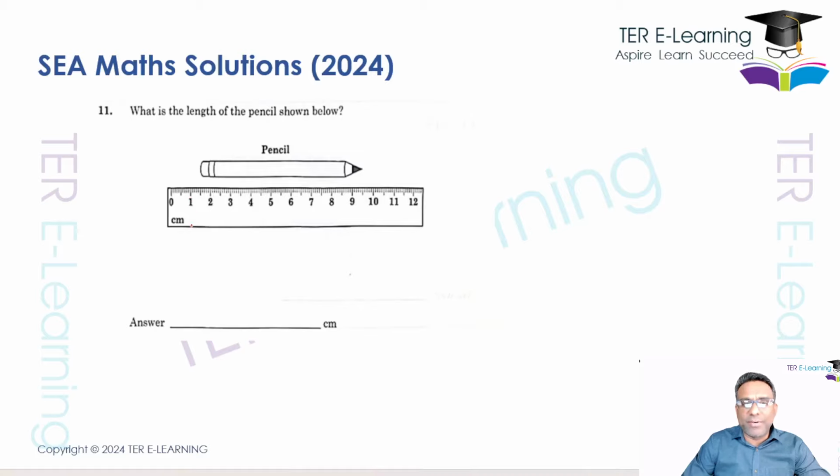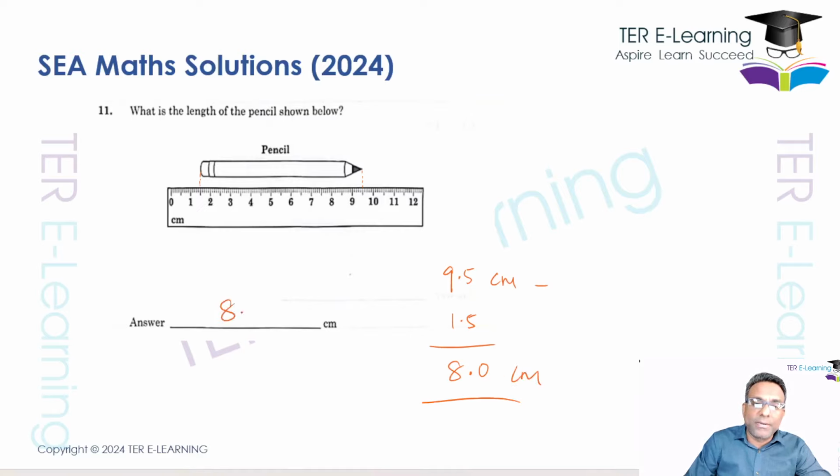For question 11, we want to measure the length of this pencil. So what you're going to have to do, you're going to have to read off what is this here. So that looks like 1.5, and this looks like 9.5. So this is going to be 9.5 cm minus 1.5. 5 take away 5 is 0. 9 take away 1 is 8. So therefore, I'm going to get 8 cm. So this is 8.0 centimeters. That's the answer there.